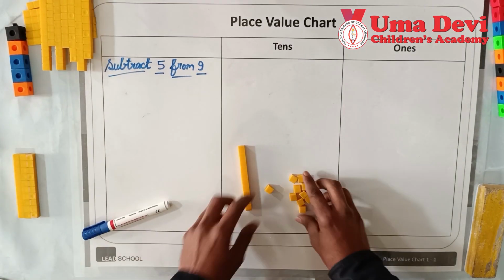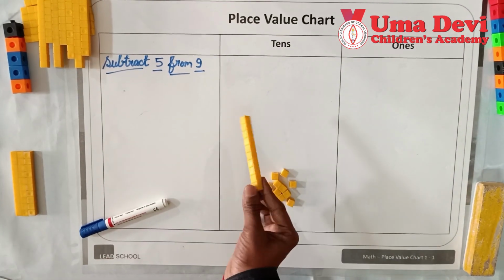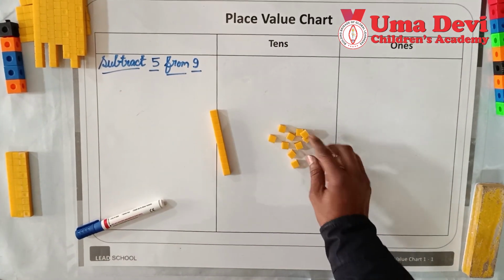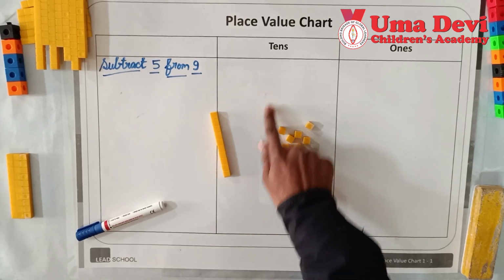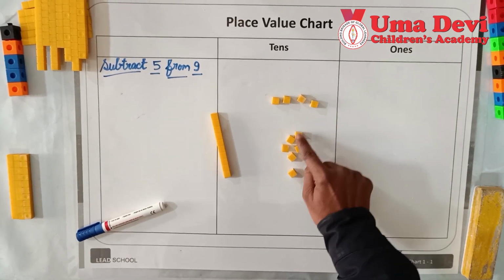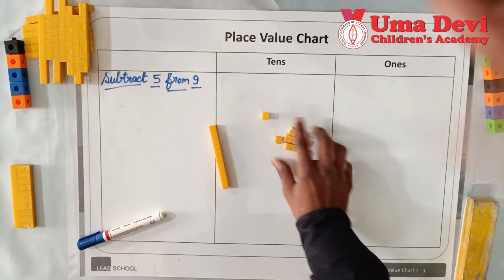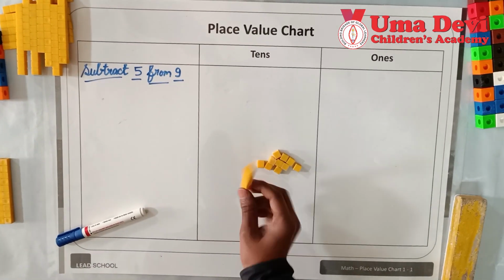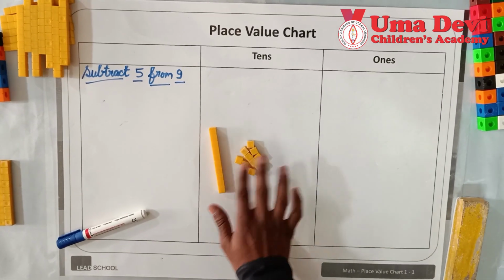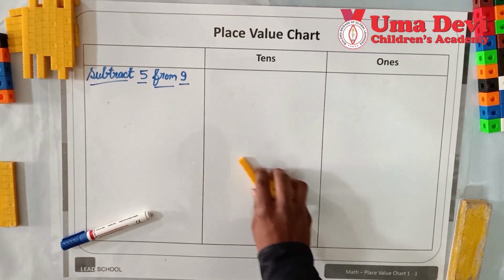Yes. So look here, this is a tens block and these are ones blocks. Means 1, 2, 3, 4, 5, 6, 7, 8, 9 and 10. I have 10 ones blocks and one tens block. So we will use these blocks in our question.